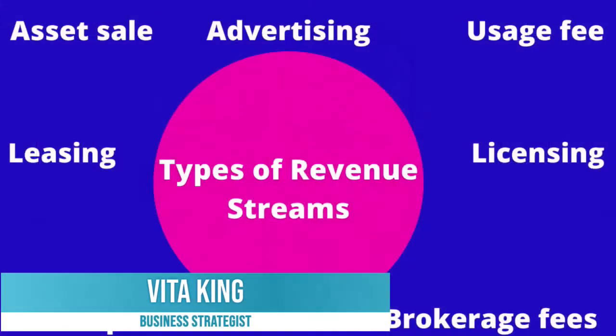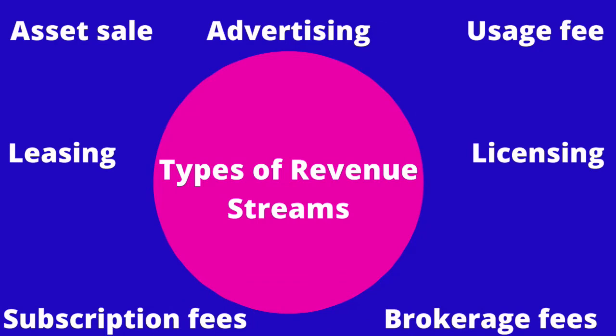Let's take a look at another one: usage fees. Usage fees are like your utility company. The more you use that service, the higher the fee is. A cell phone company, for example, charges you a usage fee or a roaming fee. The more you use the product, the more you pay. An internet company, for example, will charge you a usage fee if you don't have your internet on prepaid.